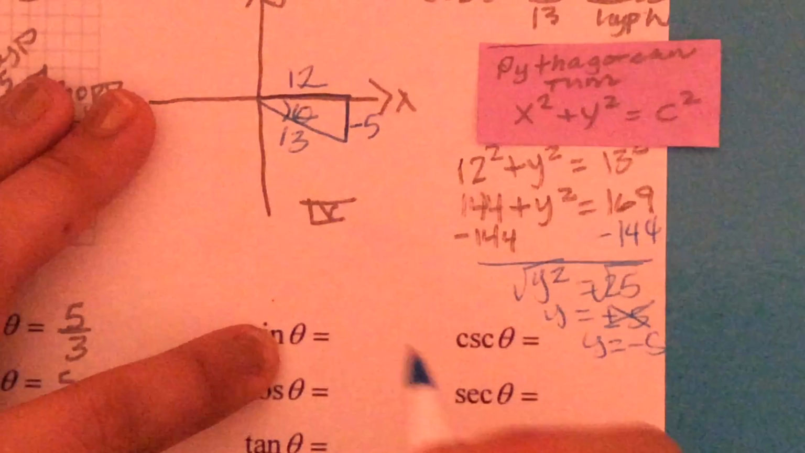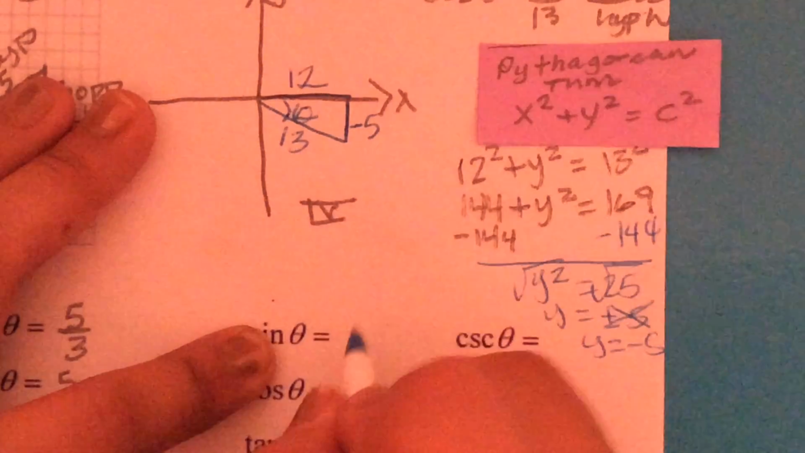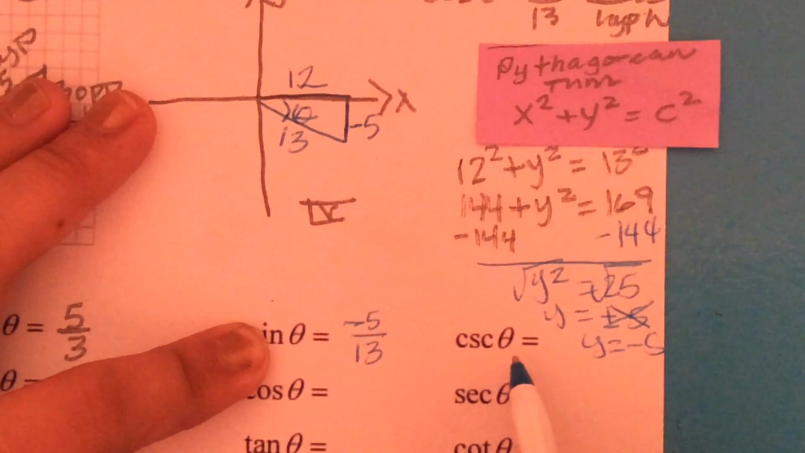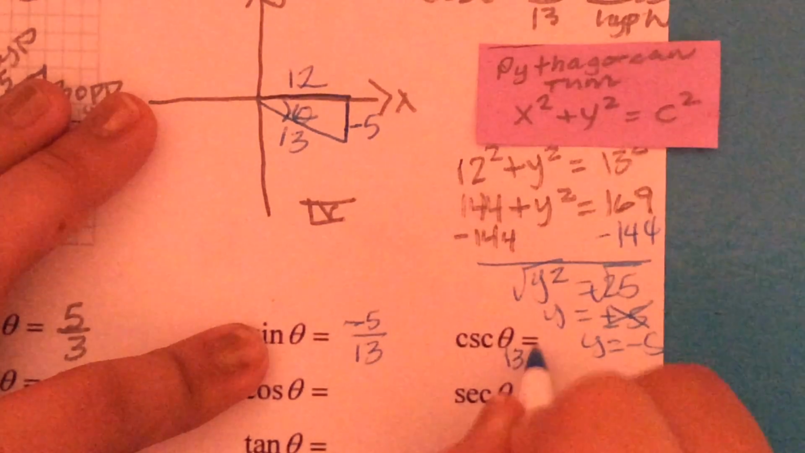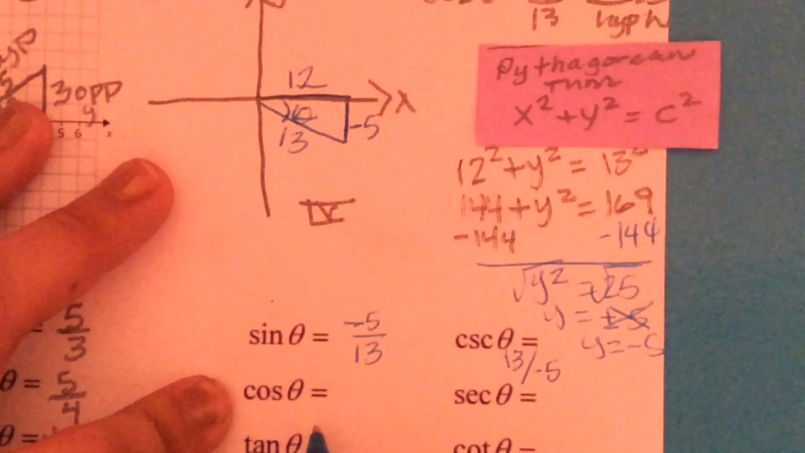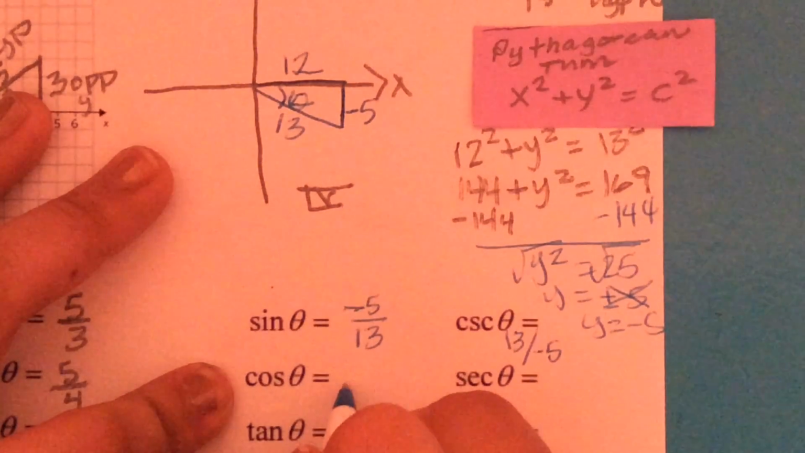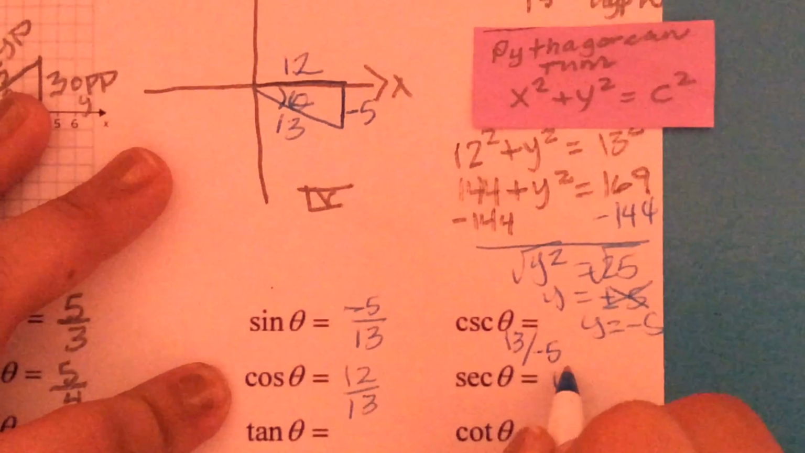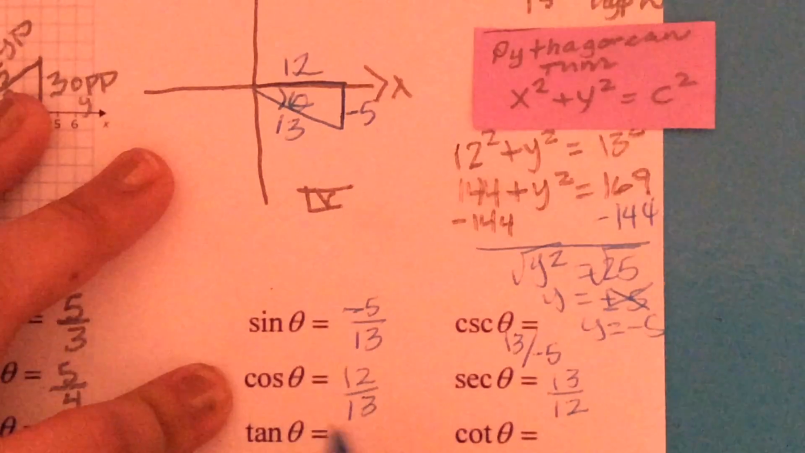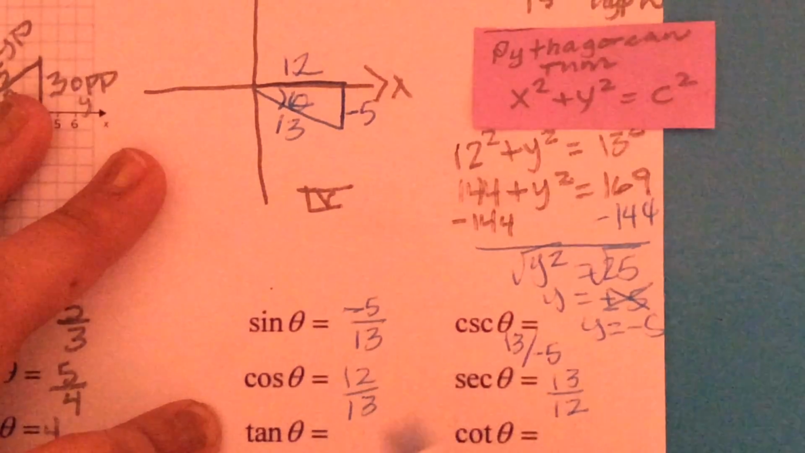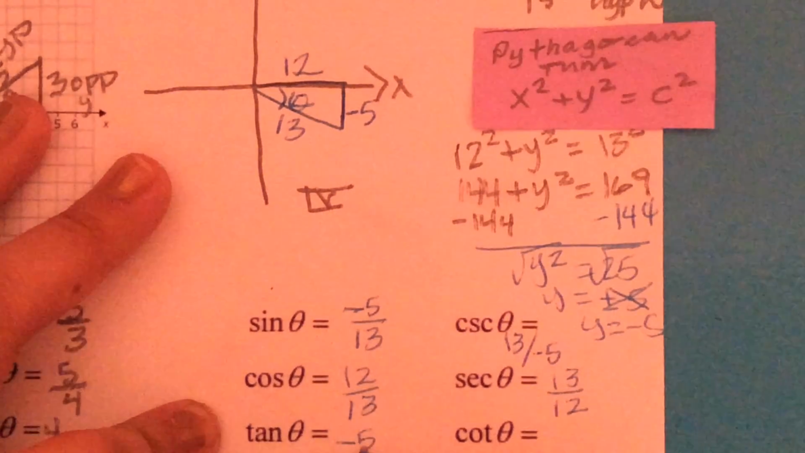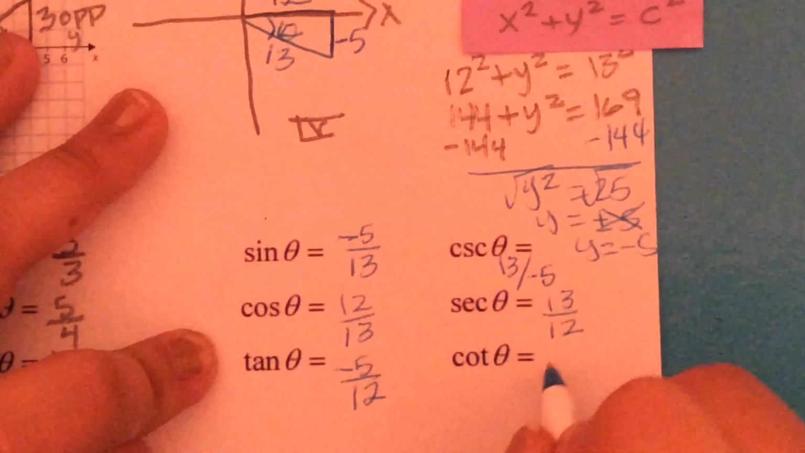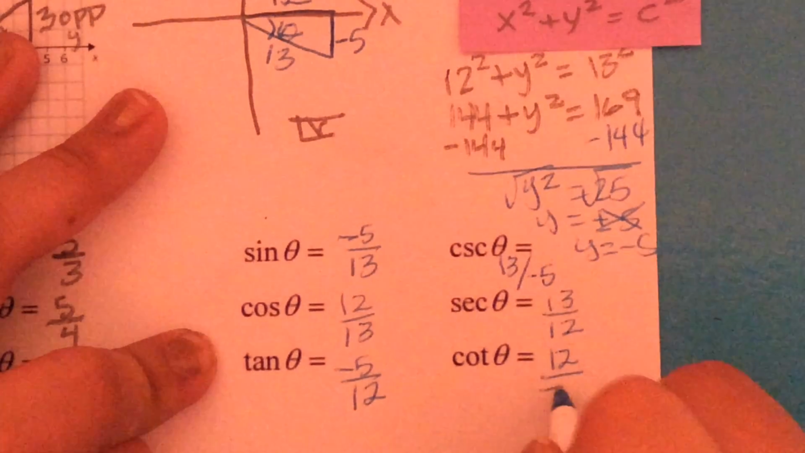So now the sine is the opposite over the hypotenuse. So negative 5 over 13. The cosecant is going to be the reciprocal of that. So that's 13 over negative 5. The cosine is the adjacent side. We already know that it's 12 over 13 and what's given to us. And then the reciprocal is 13 over 12. The tangent is opposite over adjacent, so that's going to be negative 5 over 12. And then the cotangent is going to be the reciprocal of that, 12 over negative 5.